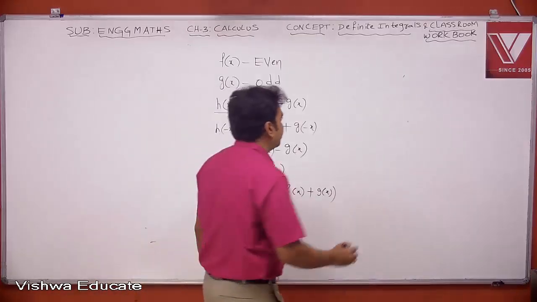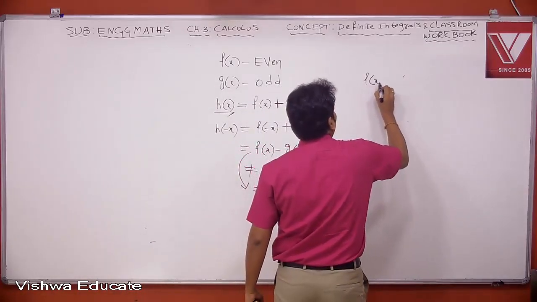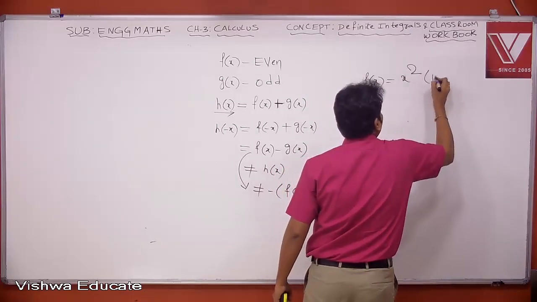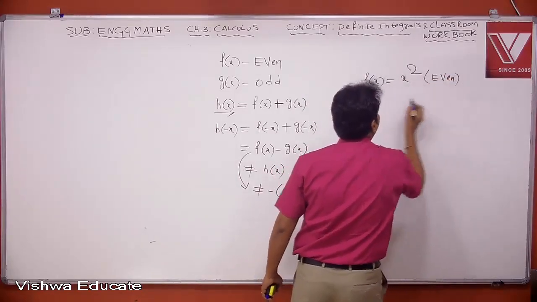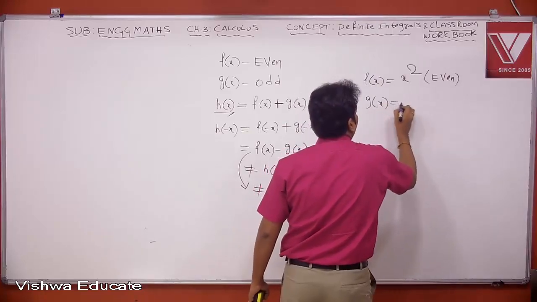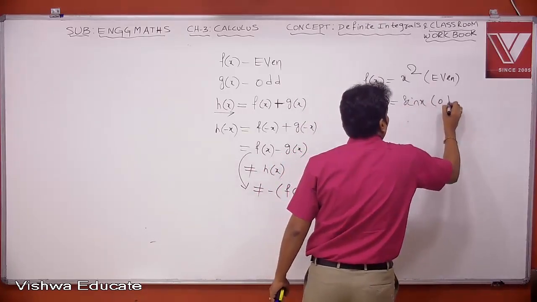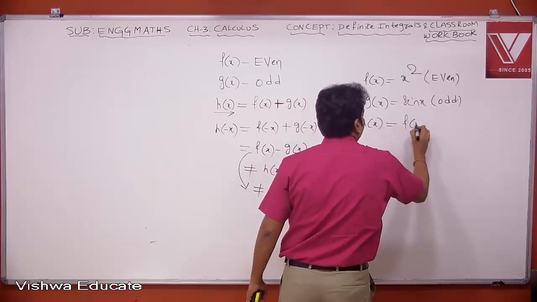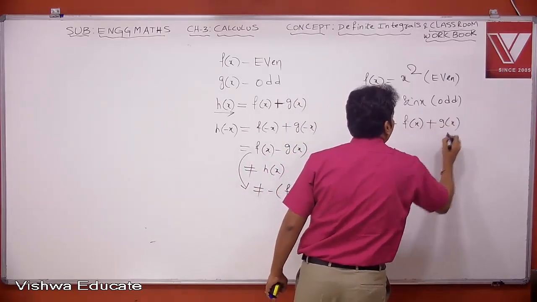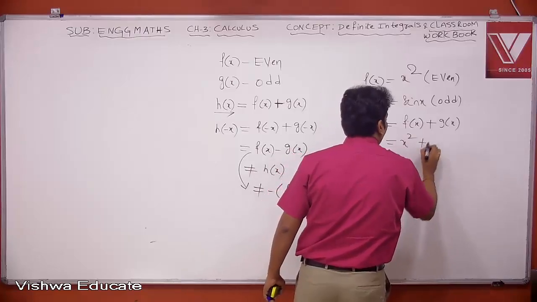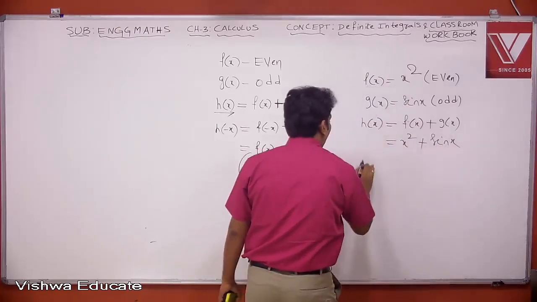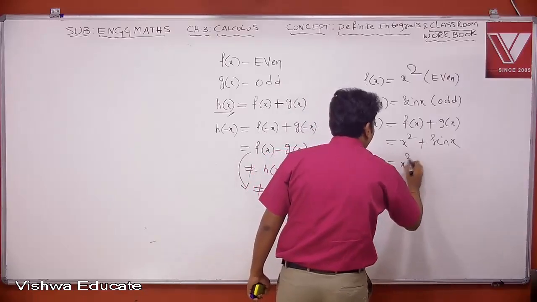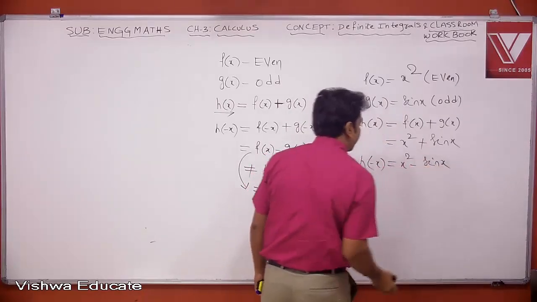Let us take one example. Suppose f of x equals x square. So this is an even function. g of x equals sin x. This is an odd function. So take h of x equal to f of x plus g of x. Therefore, this is x square plus sin x. Now take h of minus x. This is x square minus sin x.